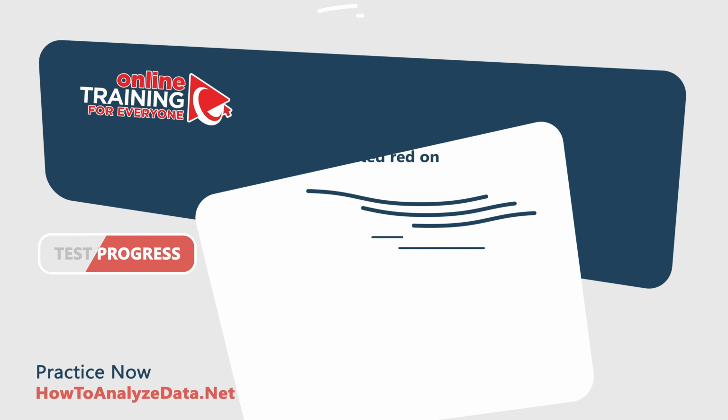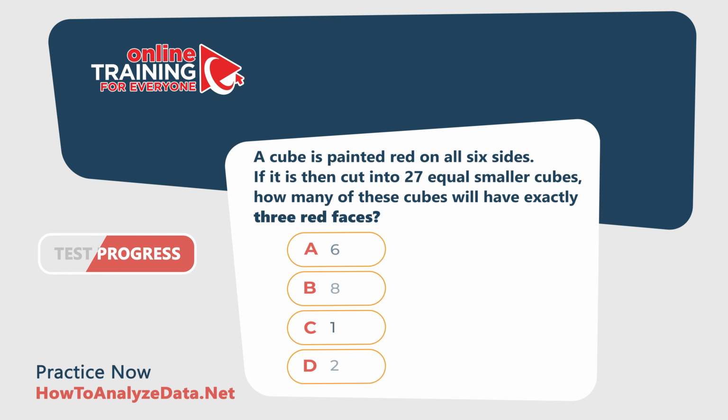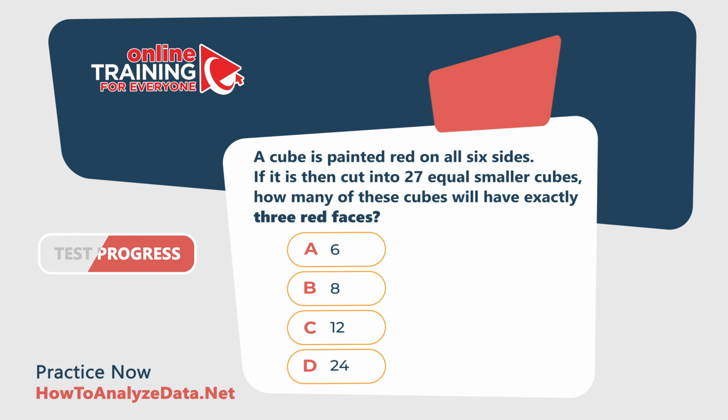A cube is painted on all 6 sides. If it is then cut into 27 equal smaller cubes, how many of those cubes will have exactly 3 red faces? Choice A, 6, choice B, 8, choice C, 12, and choice D, 24.